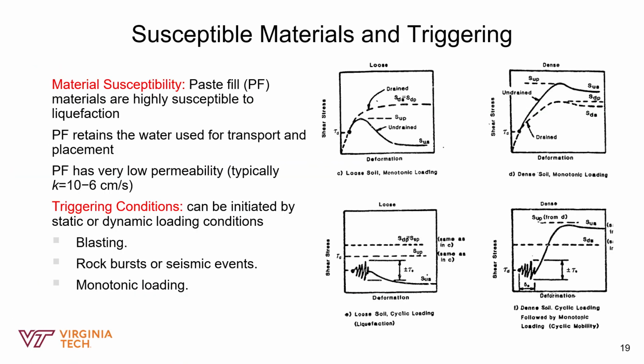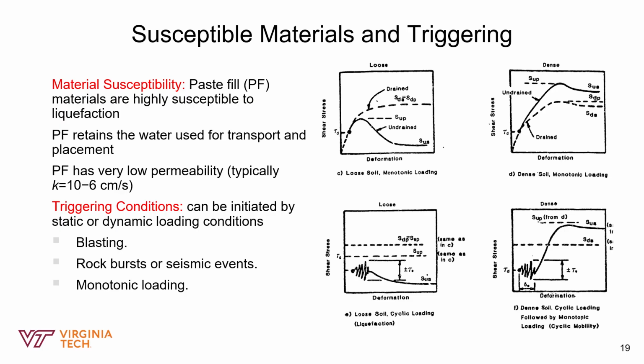This slide addresses why paste fill is susceptible to liquefaction and what type of event can trigger this failure. Paste fill is considered highly susceptible to liquefaction, because paste fill material retains the water used during transportation and placement, and this means that the fill mass is nearly saturated. Also, paste fill contains a high proportion of fine solids, and this results in very low permeability, which critically prevents excess water pressure from dissipating quickly when the material is stressed.